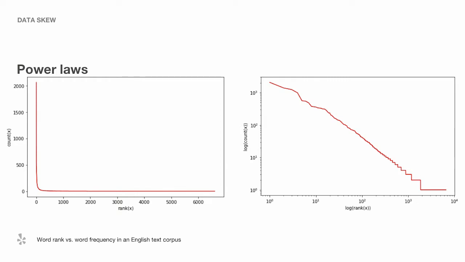What these manifest as in practice is you get a very small number of individuals with a very high value for that variable, and many on the long tail with a very low value for that variable. And a true power law, if you plot it on a log-log scale, will come out as a straight line. So where do these appear?